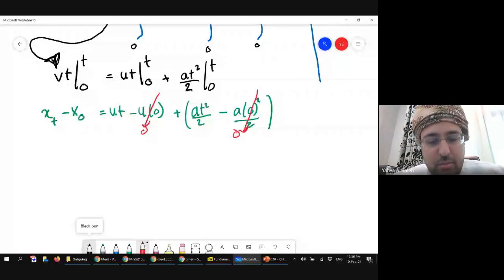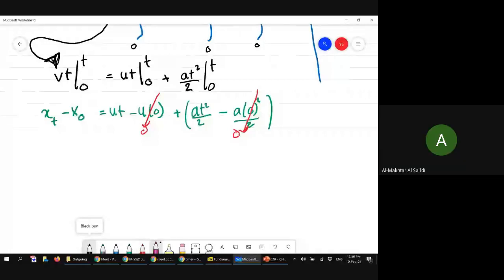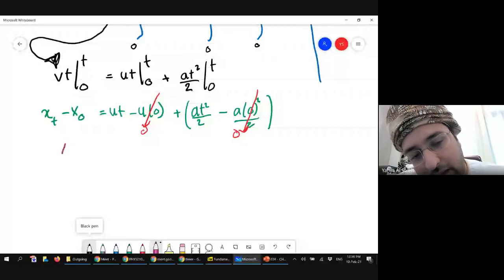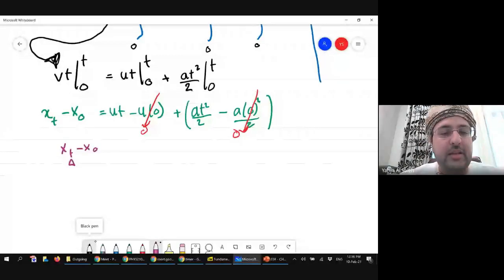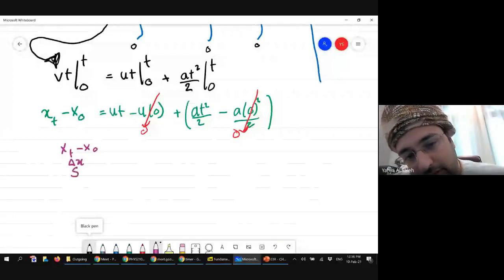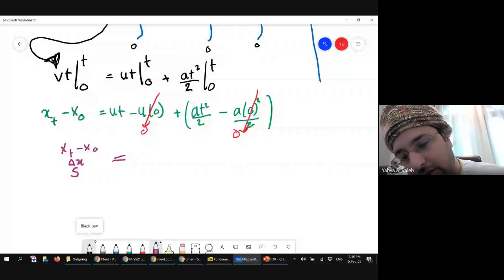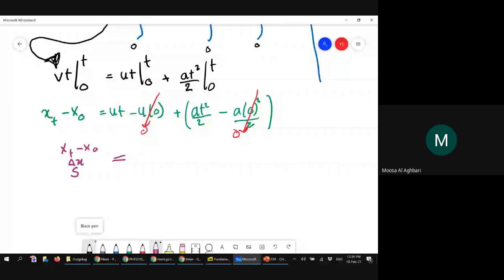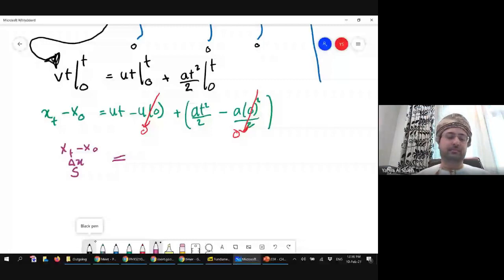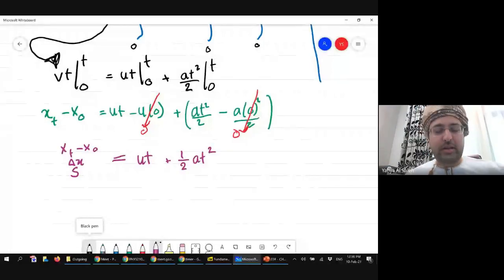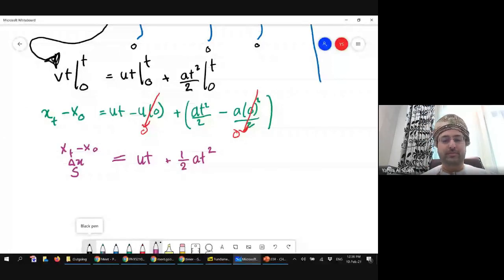So our final equation is going to be delta x, or x minus x naught, or I usually use the letter s, equals ut plus half at squared. This is the area under the graph, and this is your equation.